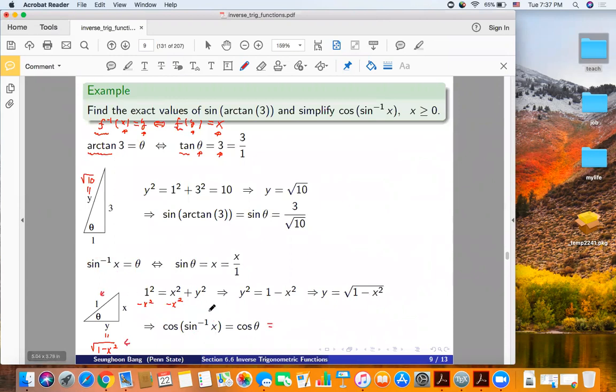Adjacent over hypotenuse. The square root of 1 minus x squared over 1. We have it. So this is the answer. This is the whole idea of solving this kind of problem.